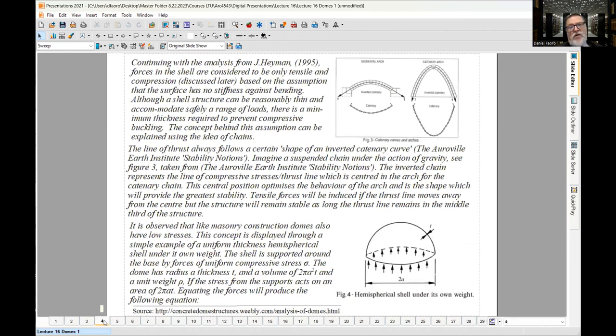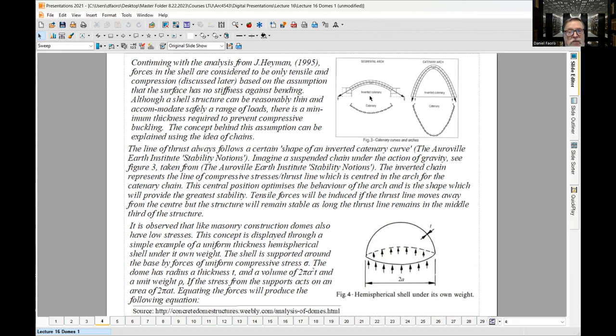So continuing with earlier work and research, we'd see that forces in the shell are considered to be only tensile or compressive, as we've talked about, based on the assumption the surface has no stiffness against bending. So essentially, they're not designed to be resisting bending forces. And the ideal situation would be one where you typically have uniform, but ideally compression forces throughout. So we talked about this notion of a suspended cable system, and from Robert Hooke, we talked about the notion when we were looking at arches and cables earlier, that if you take the shape of form in a pure tension element, such as a cable uniformly loaded, you flip that upside down, the same element uniformly loaded could be a compression element, in this case, the arching element that you see here, which is a slice of the dome.